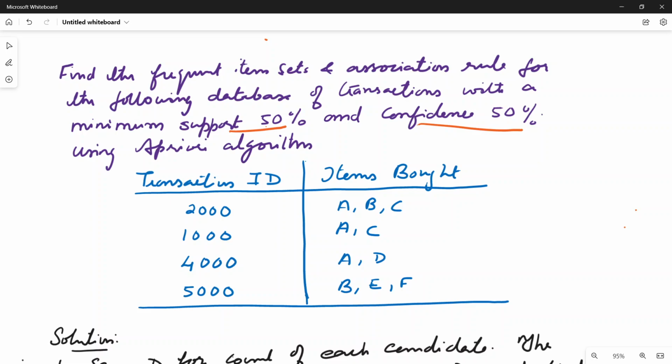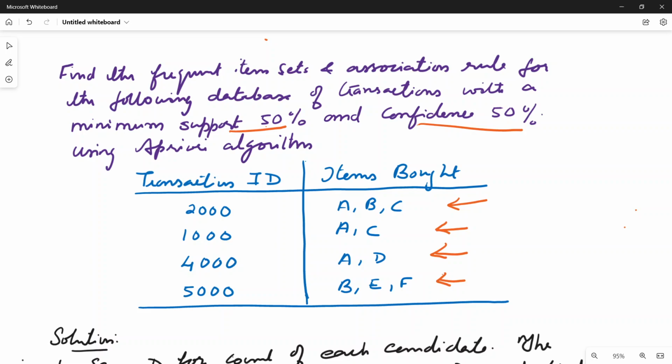Here for the transactions we can see the transaction IDs 2000, 1000, 4000 and 5000, and the items bought are also given here. For transaction ID 2000, the items bought are A, B and C. For transaction ID 1000, the items bought are A and C. For transaction ID 4000, the items bought are A and D. For 5000, it is B, E and F. So we have all these transactions and various items bought.